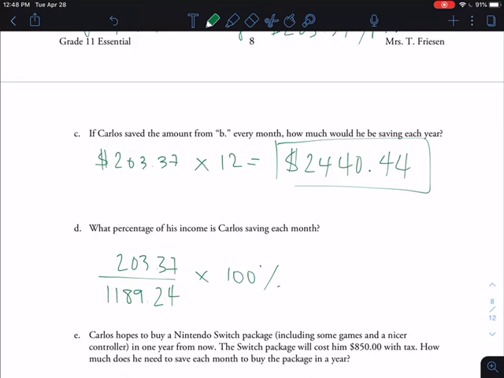So 203.37 divided by 1,189.24, and then multiply by 100% is 17.1%.